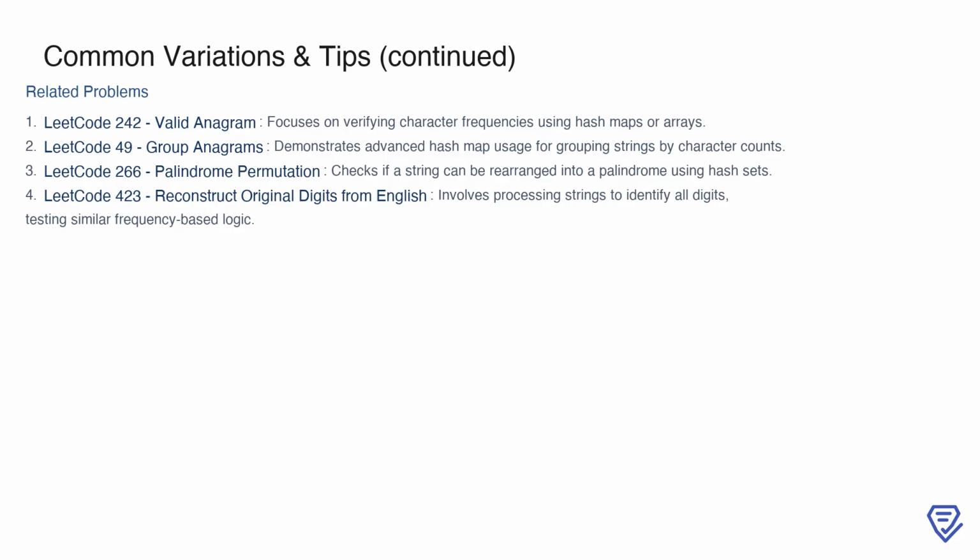This problem also connects to several related LeetCode problems that help deepen your understanding of string processing and hash-based approaches. For instance, in LeetCode 242, Valid Anagram, you work on verifying character frequencies, typically using hash maps or arrays. LeetCode 49, Group Anagrams, takes this concept further by grouping strings based on their character counts, showcasing more advanced hash map usage. LeetCode 266, Palindrome Permutation, tests your ability to determine if a string can be rearranged into a palindrome, often using hash sets to track character occurrences.